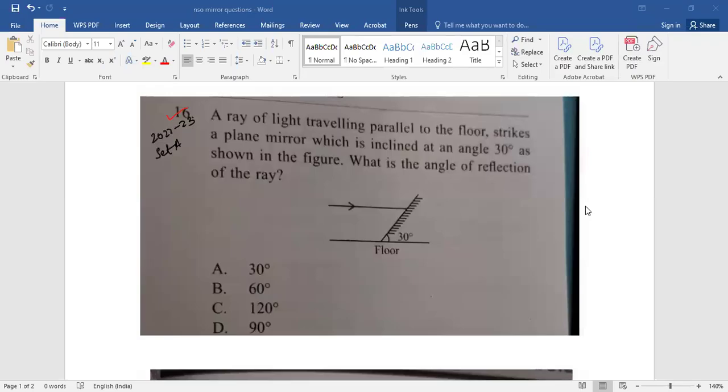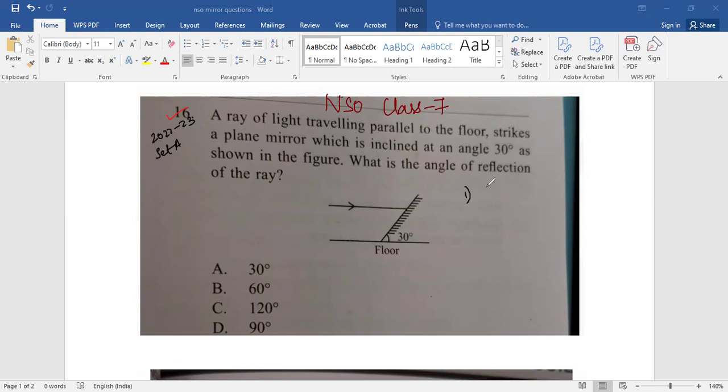Hello friends, today we will be doing some questions from the past papers for NSO class 7 on reflection by plane mirrors. These are some questions that I have collected. There are around 4 or 5 questions from the past papers where we need to find the angle of reflection. Before we start, we need to understand that there are two laws of reflection.